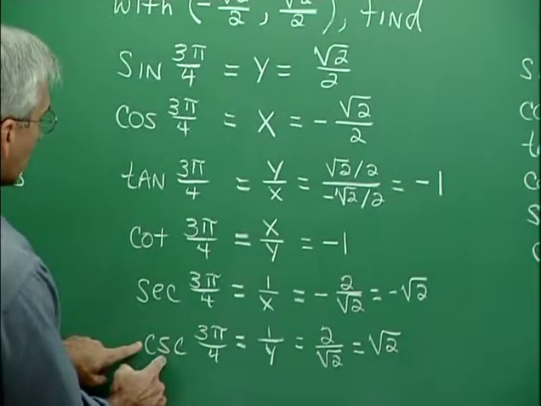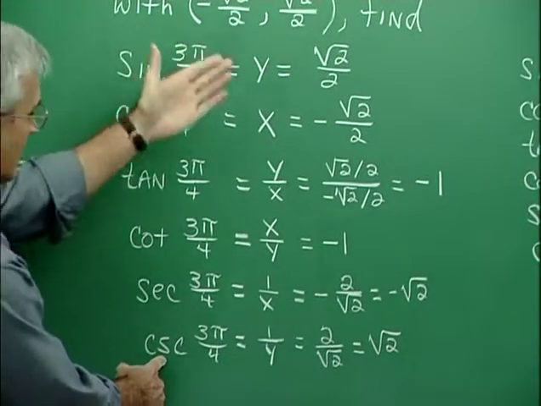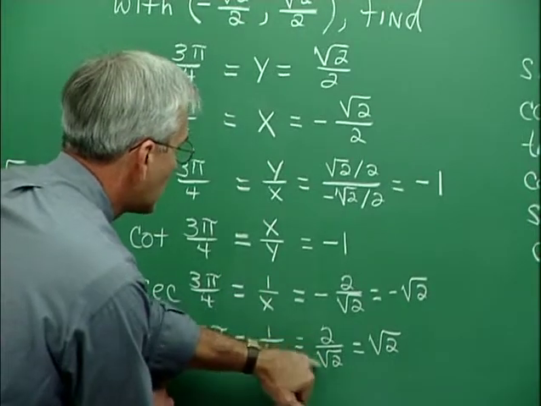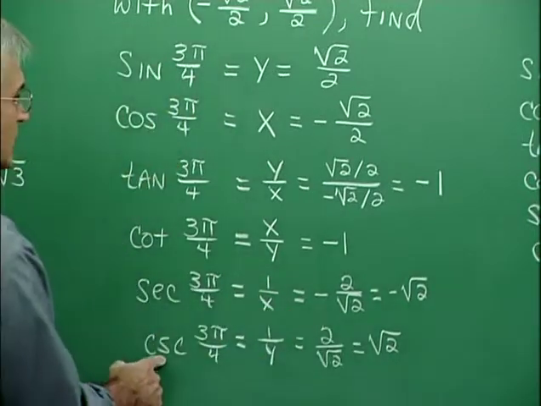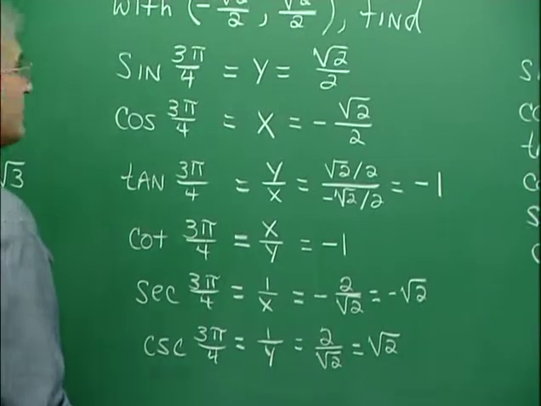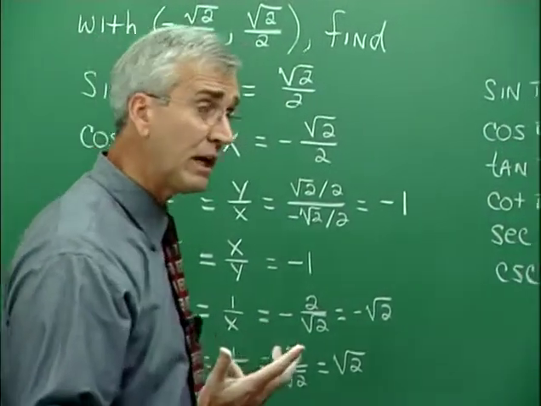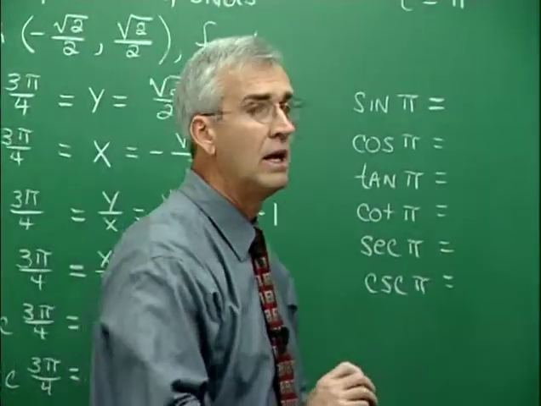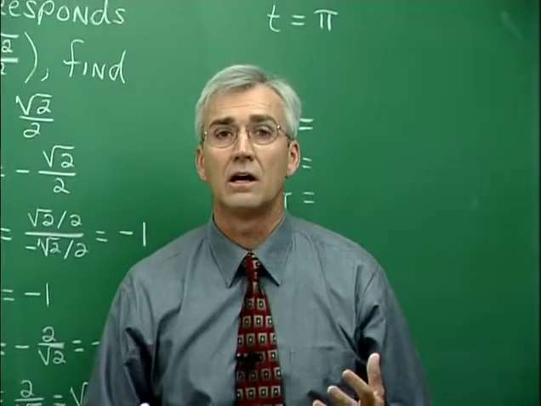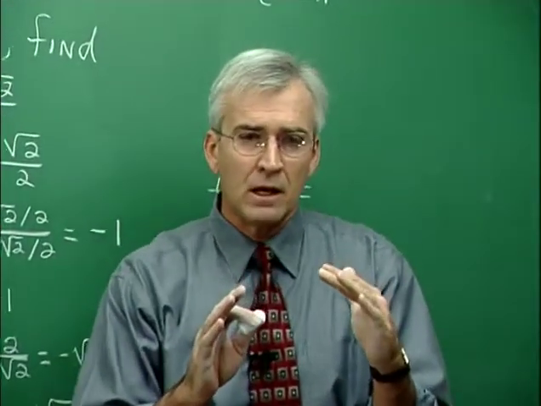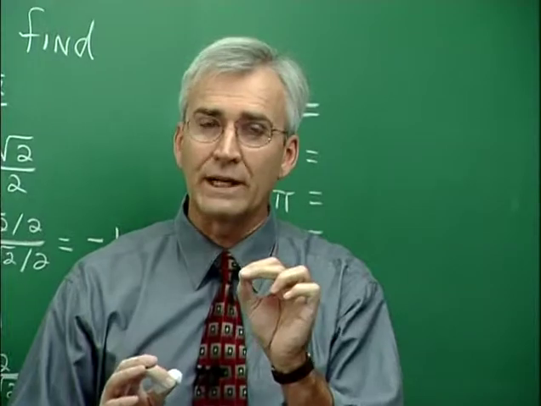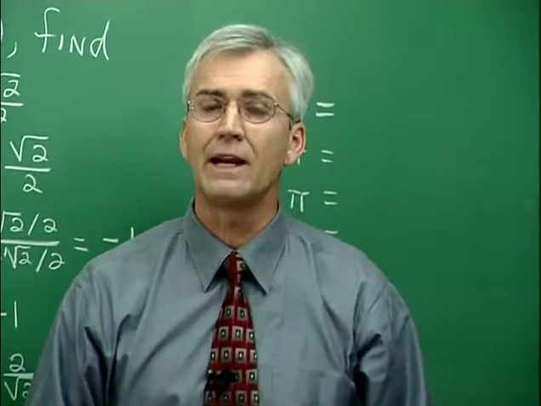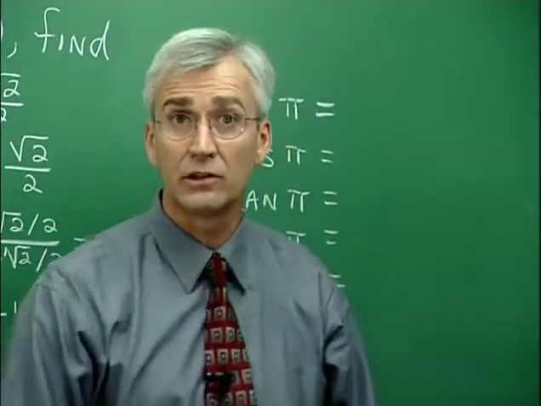All right, the cosecant is the reciprocal of sine, and once again, you just flip that fraction over, rationalize, and you get the square root of 2. All right, so that's the idea. Now, there are some particular values that t can take on that we can analyze by identifying the coordinates of a point associated with the real number. And it's not difficult to do.